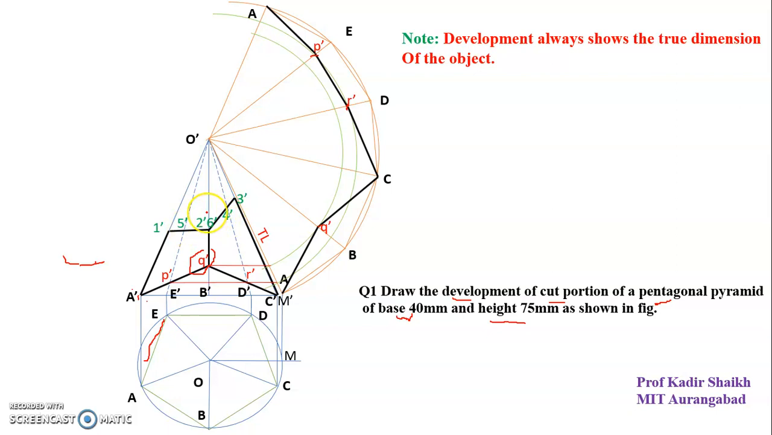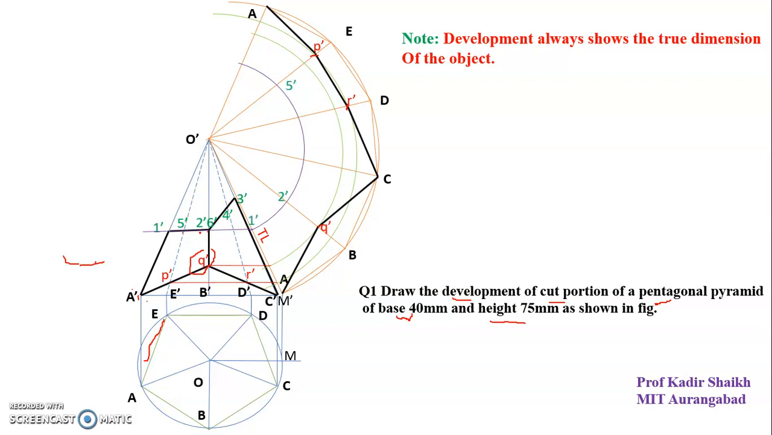That we'll see afterward. Now first of all, project 1 dash, 5 dash, 2 dash and 6 dash because their lines are the same height. So obviously we'll get a single projector. So project them on the true length. Draw an arc. Now this arc is shown by purple color, and this arc will be for 4 cutting points like 1, 5, 2 and 6. Now I'll project them.